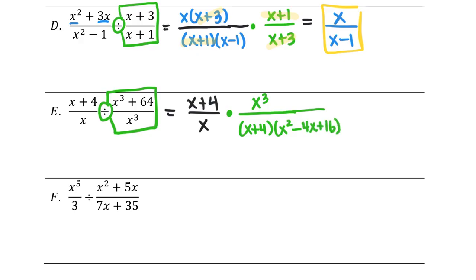Okay, now that it's a multiplication problem, I can cancel any common factors. So x plus 4 cancels with x plus 4. The x cubed over x will also simplify. If I have x cubed over x, I can cancel out the x. If I cancel out an x here, this is going to go down to x to the second. And then the numerator, I still have the x squared minus 4x plus 16.